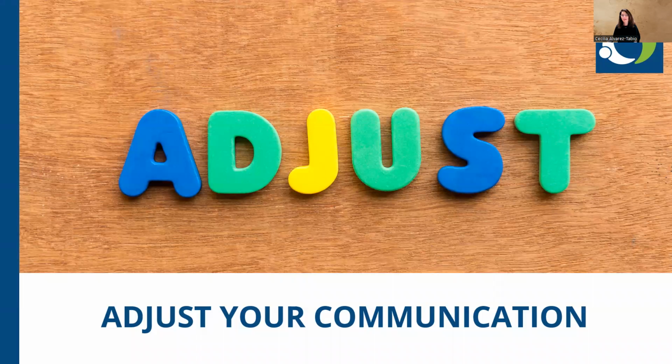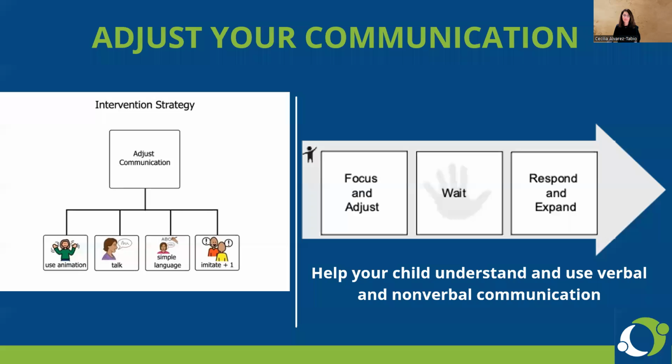Now we're going to talk about the second strategy set, which is adjust your communication. This strategy set also is going to encourage social engagement, and it's going to help your child understand and use verbal and nonverbal communication. So we're going to learn two techniques for adjusting your communication.